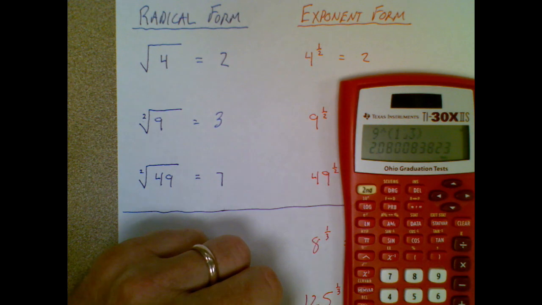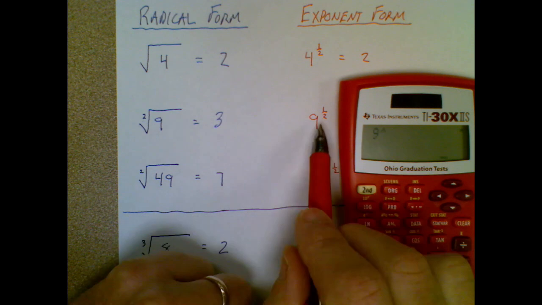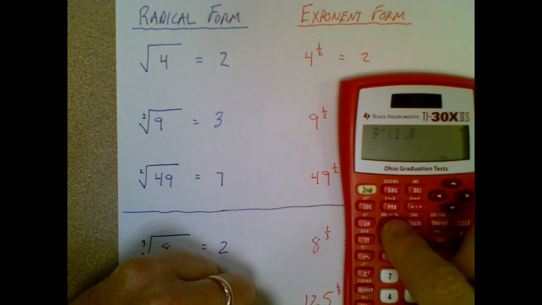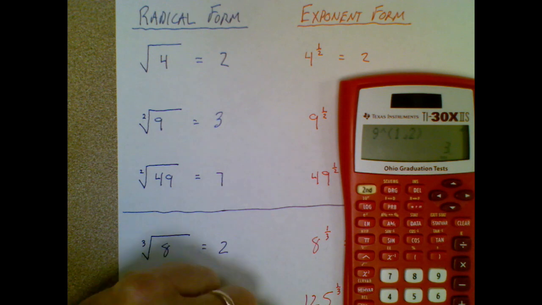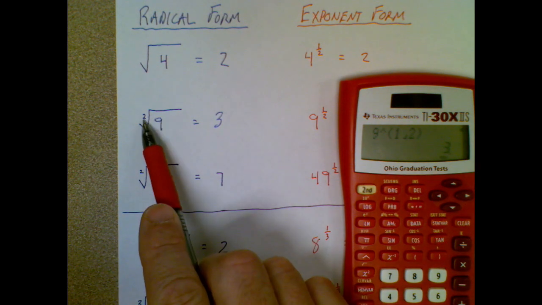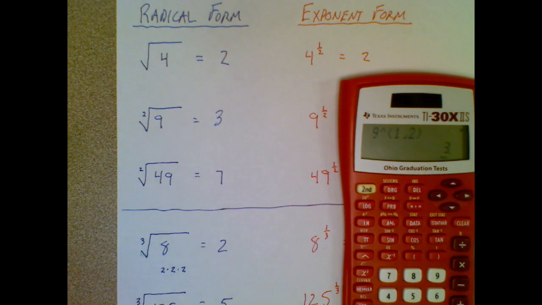You know why? Because I'm supposed to be doing a 1/2 fraction. Darn it. 9 raised to, we're supposed to be doing the 1/2 power. 1 divided by 2, now I get my 3. Or if I did 9, I'll clear this out, 9 raised to the 1 fraction 2, I get it. So the reason I was getting a wrong answer before is we were in the square root, or the second root, so I needed my fraction to be 1/2 instead of 1/3.